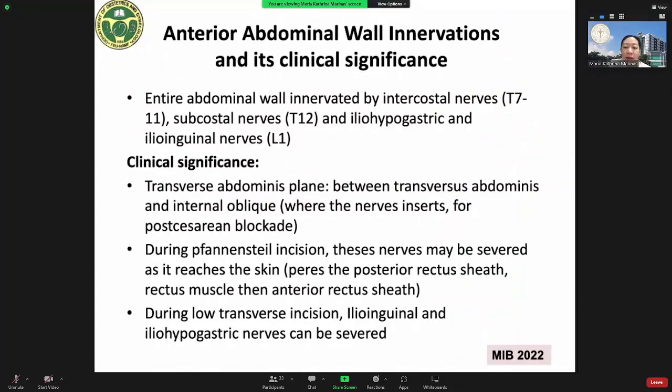So clinical significance is during a Pfannenstiel incision, these nerves may be severed as they reach the skin. Okay, as well as during a low transverse incision, ilioinguinal and iliohypogastric nerves can also be transected.